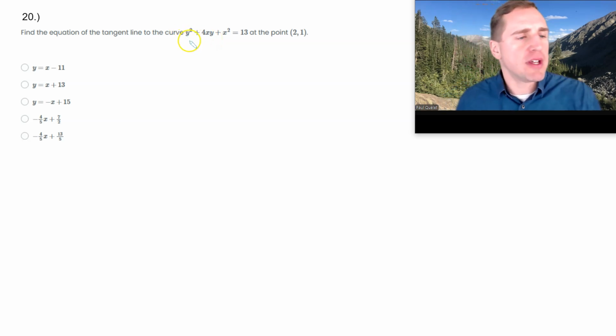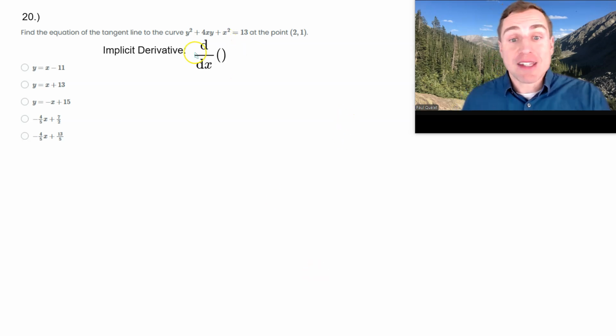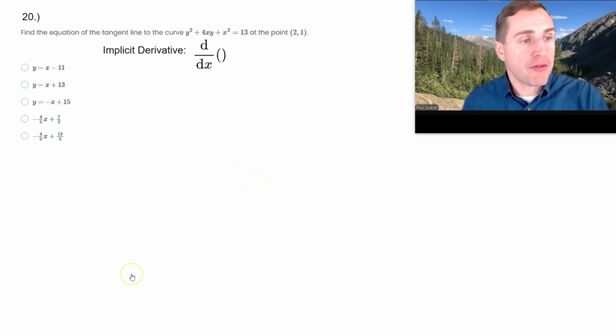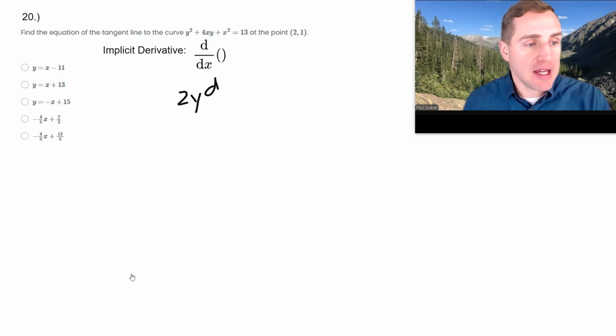So what we should do is go ahead and take the implicit derivative of this equation. So we're going to take d by dx of this equation. So what does that give us? The derivative of y squared with respect to x would be 2y dy/dx.